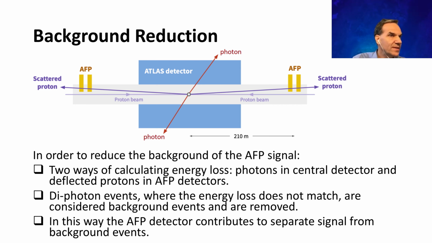The diphoton events where the energy loss does not match are considered background and are removed. So in this way, the AFP detector contributes to separating signal from background events.